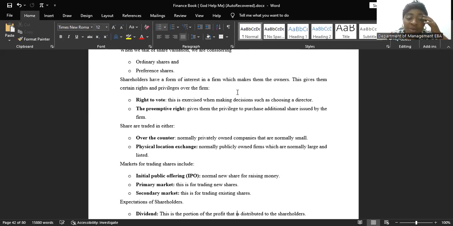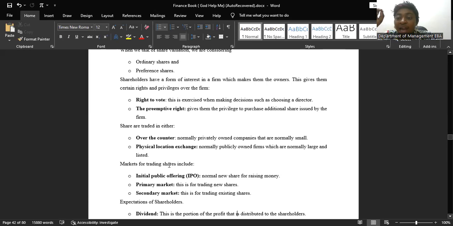Then we have over the counter. Over the counter normally has no physical location. Trading is done over computer, and it is normally used by relatively small firms.